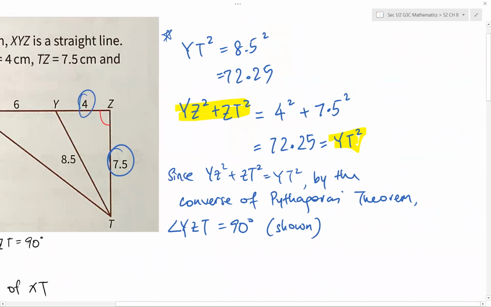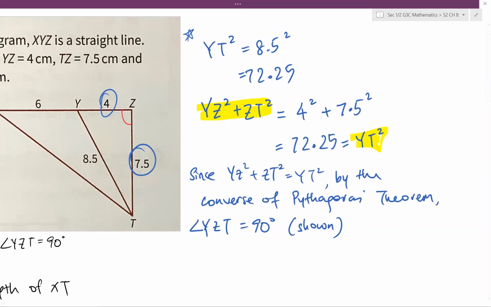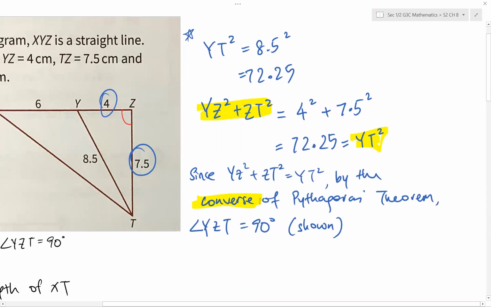Take note of the presentation. You cannot start off by writing, YZ square plus ZT square equal to YT square. You cannot write it that way. Because if you start the first line with Pythagoras theorem, you are already saying that it is a right angle triangle. But you do not know that yet. So that will be the error. And this is the other word that you need to know, converse. This word is not new. We learned it in angles already. Converse of corresponding angles, parallel lines, alternate angles, parallel lines, interior angles, parallel lines.